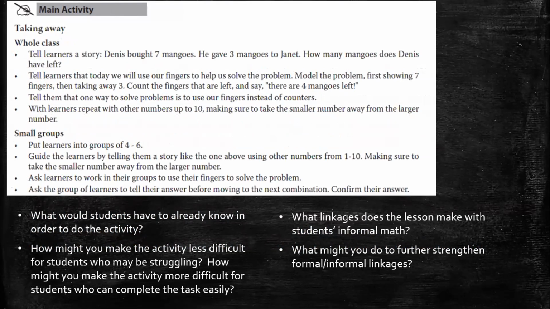Teachers have to be thinking about what is the closest previous step on the developmental progression, and what is the next step, so you don't go too far back or jump too far ahead, but it's just right in terms of the progression. And then beyond that, what are some of the linkages that the lesson makes with informal math? Could you do a better job of it? Are there any ways you could strengthen that aspect of the lesson? Those are some of the things you might talk through with teachers as you're working on developing these skills and strategies with them.